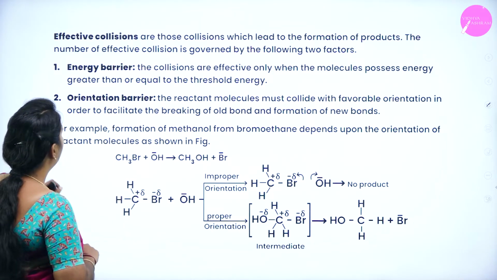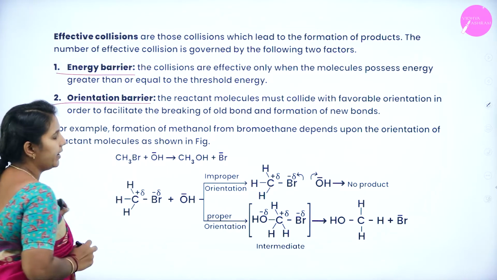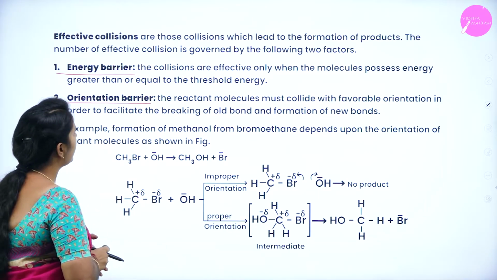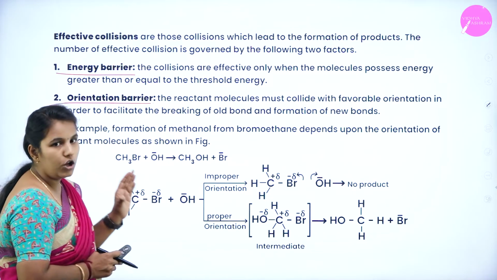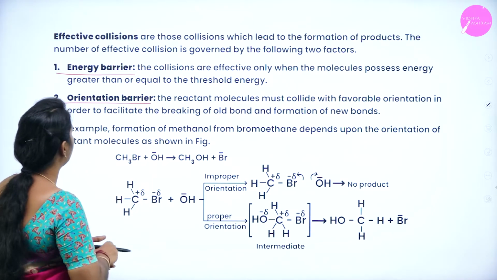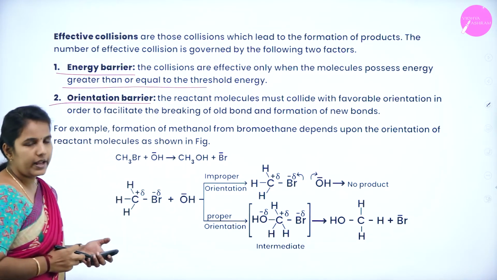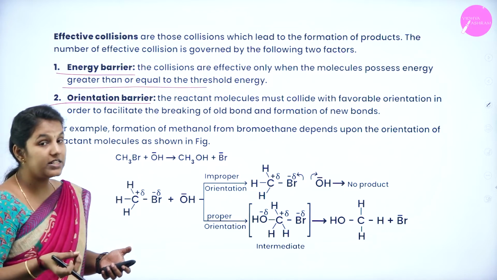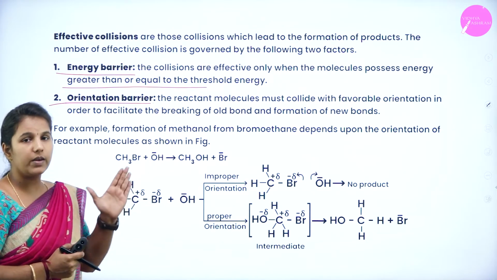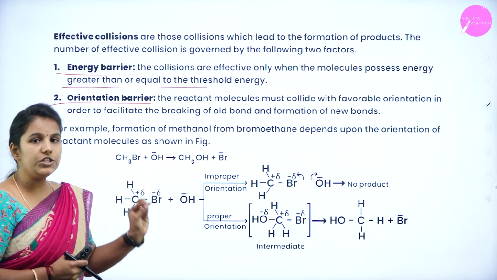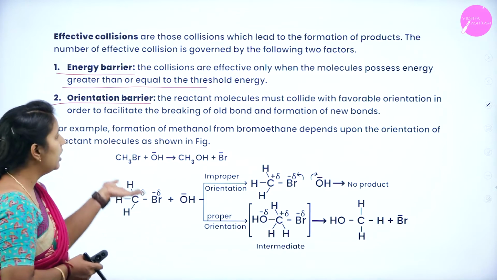One is the energy barrier and the next one is the orientation barrier. What is the energy barrier? The collisions are effective only when the molecules possess energy greater than or equal to the threshold energy. So, what is the energy barrier? Here, for the collision to become effective, the colliding molecules must possess energy greater than or equal to the threshold energy.